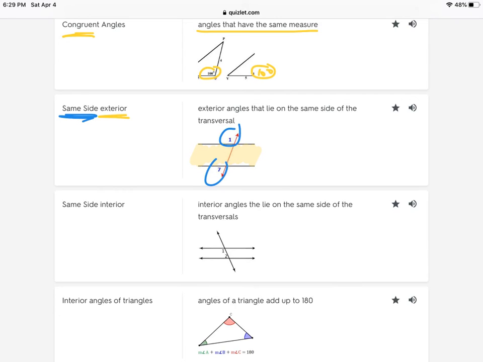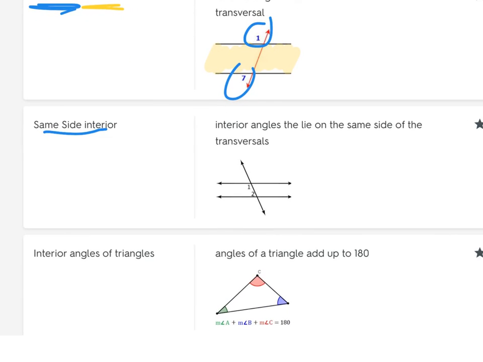And then the next term is kind of opposite of that. It's same side interior. So if we were to highlight inside the parallel lines, you can see that 1 and 2 are on the same side of the transversal, but they're on the interior.